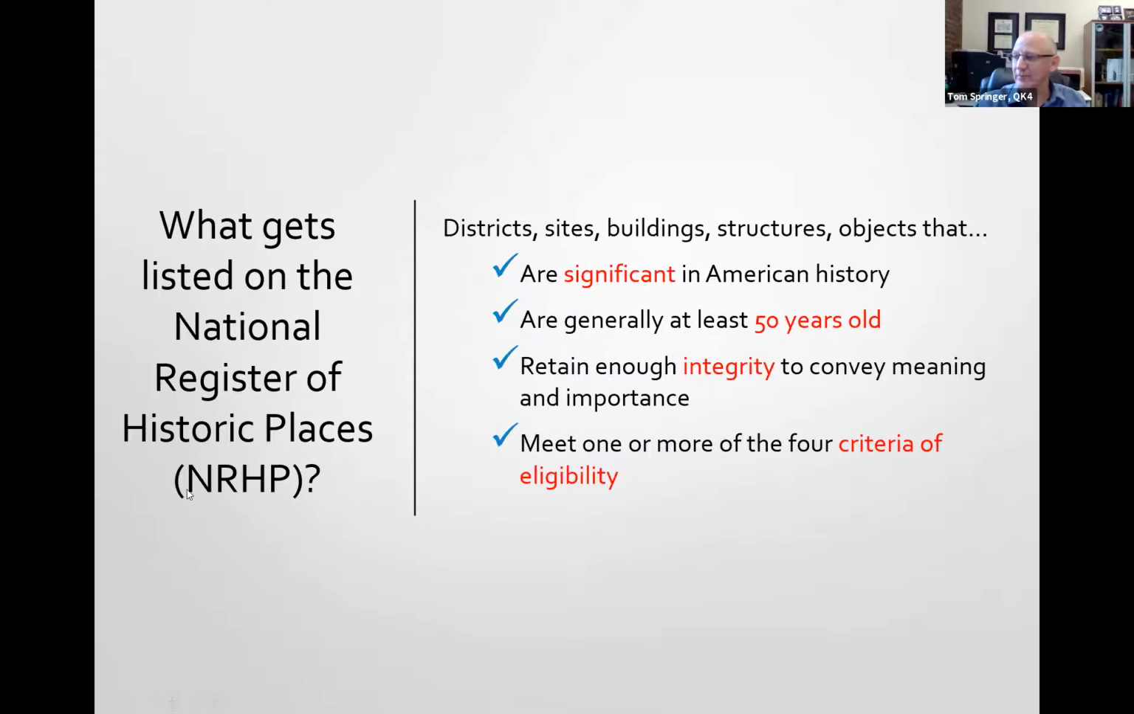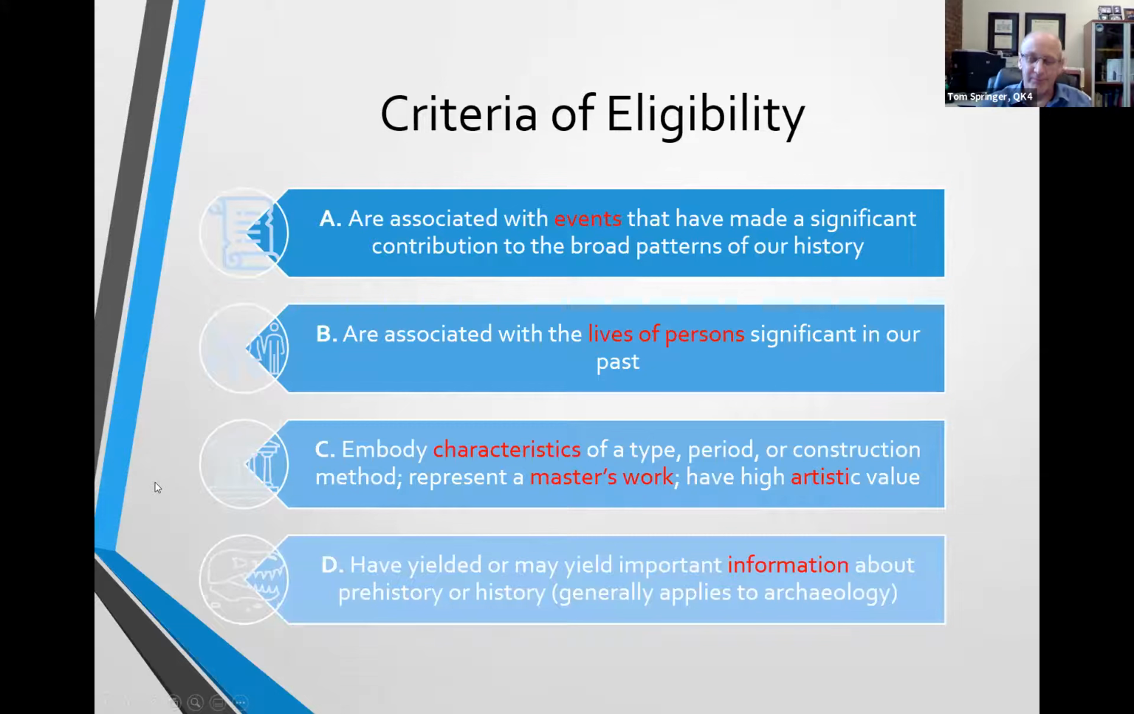Those criteria are events, like a major historic event happened at that place, or say the lives of certain people, people that are very important to the history of the area and the community, and that is very prevalent in our study area. And then the most common is architecture or characteristics of buildings, the work of a master. They have artistic value, and that's the most common listing. And then the last one is about data or information, criterion D, and that's usually with archaeology resources.